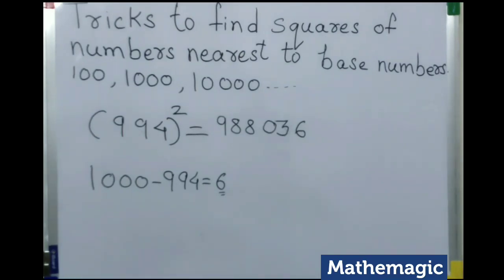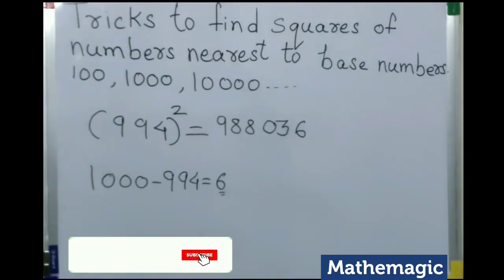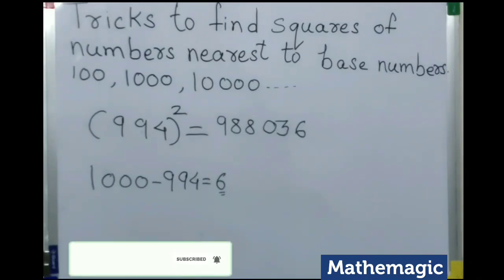So in this way, we have seen the tricks to find the squares of the numbers nearest to the base number, both the bigger ones and the smaller ones. I hope you all have understood it well.